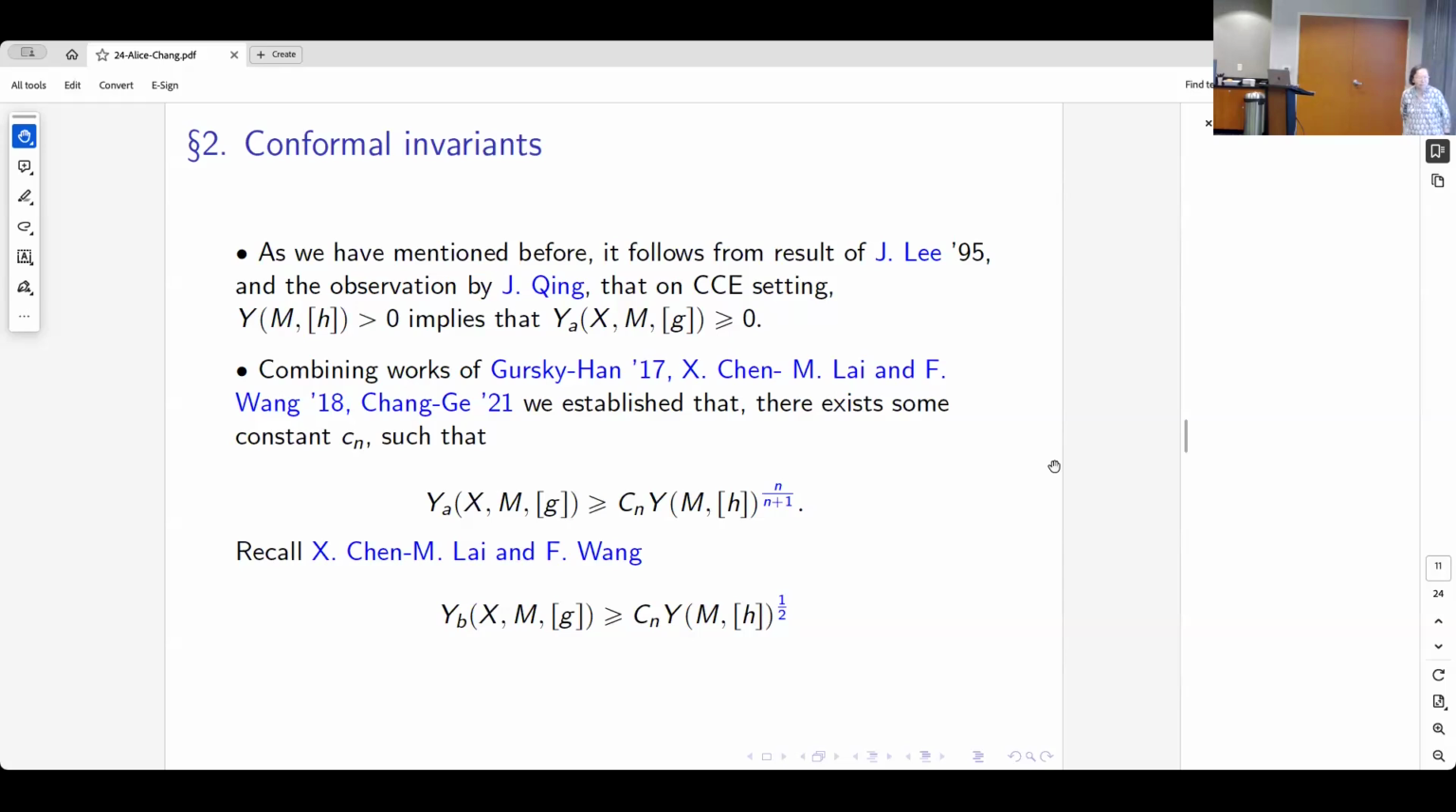And it turns out so is the Sobolev constant, YB. If you are allowed a CCE, then YB is also bounded from below if the initial Yamabe constant is bounded from below. And these are the work of a group of people. In particular, the result of Chen, Lai and Wang Fang has the sharp constant.